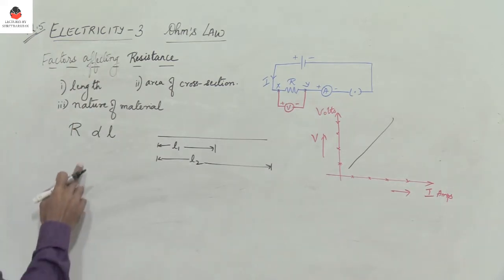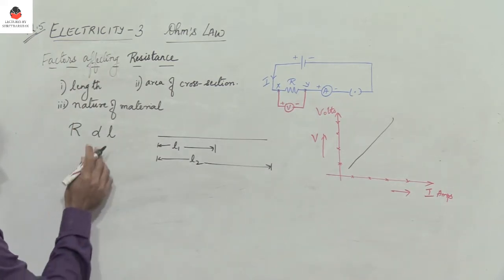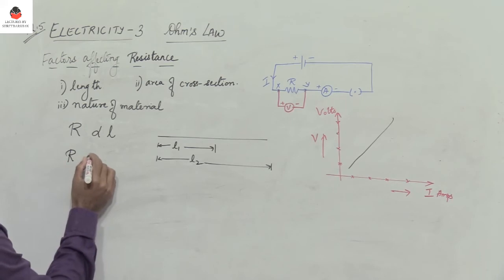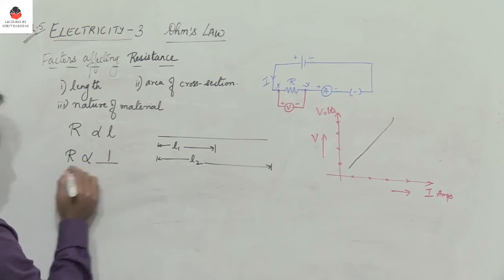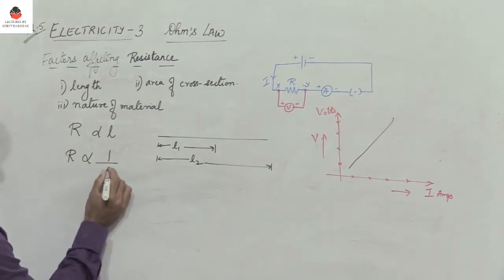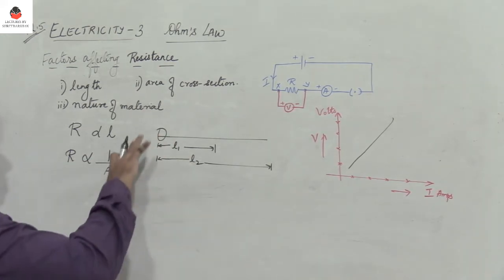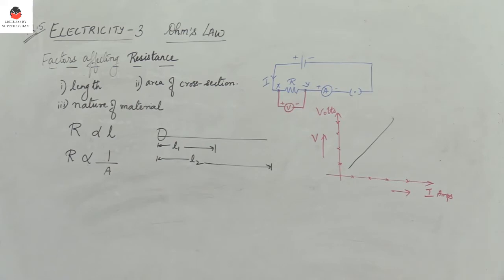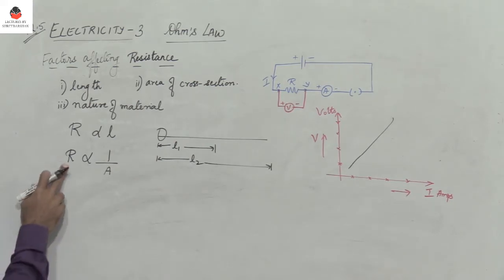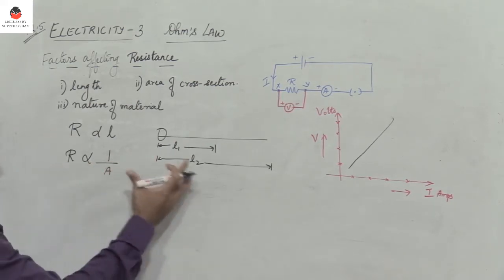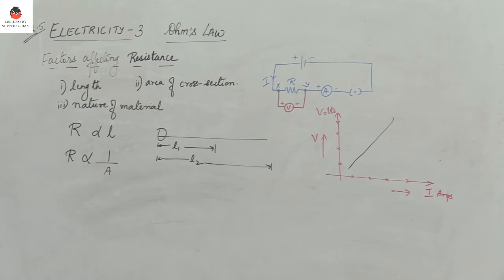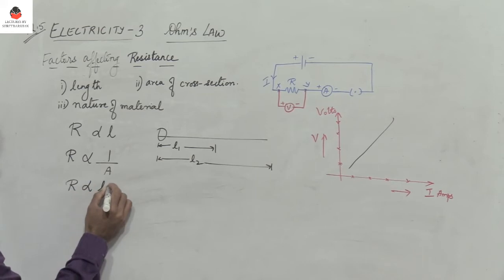So the resistance is directly proportional to length L, but the resistance is inversely proportional to the area of cross section. If the area increases, what happens? There is more room for the charges to flow, isn't it? So therefore the resistance reduces if the area increases. So therefore I have these two: R is proportional to L by A.